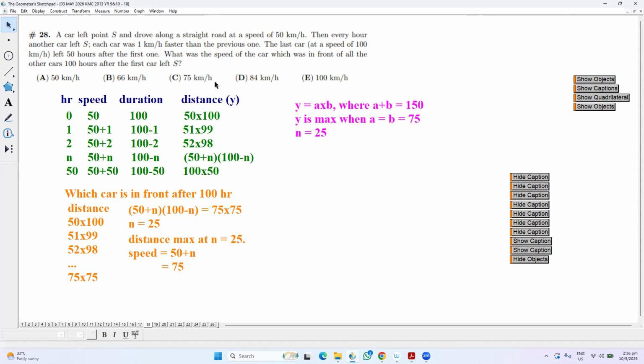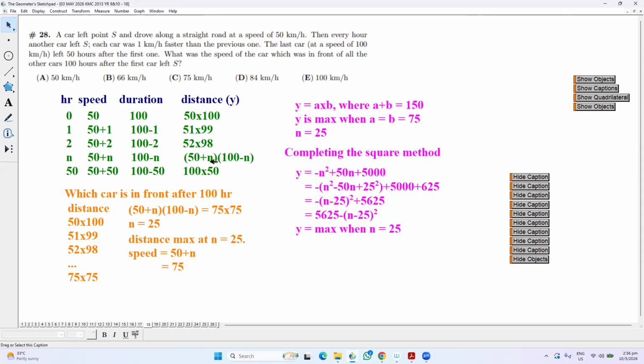But better is the more theoretical one. We call it completing the square. Completing the square, we look at the general case: 50 plus n, 100 minus n. So n times minus n is minus n square. Then we got 100n and negative 50n. So left 50n. Then 50 times 100, 5,000.